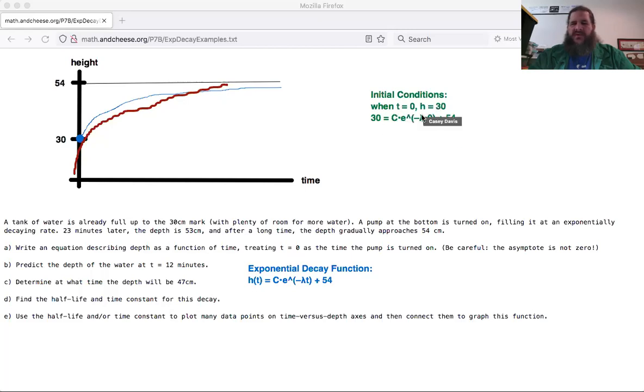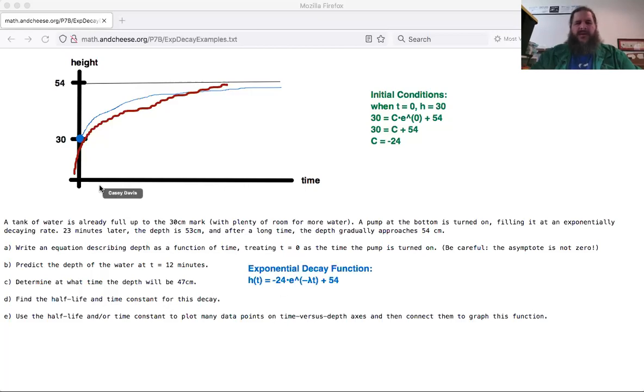We do have two unknowns, c and lambda, but lambda times 0 is just 0, so we just get 0 in the exponent. And what's e to the 0? Yeah, e to the 0 is just 1, so we get 30 equals c times 1 plus 54. So what's c going to have to be? Yeah, c is going to be negative 24. So we can fill that in the function. C has to be negative 24.